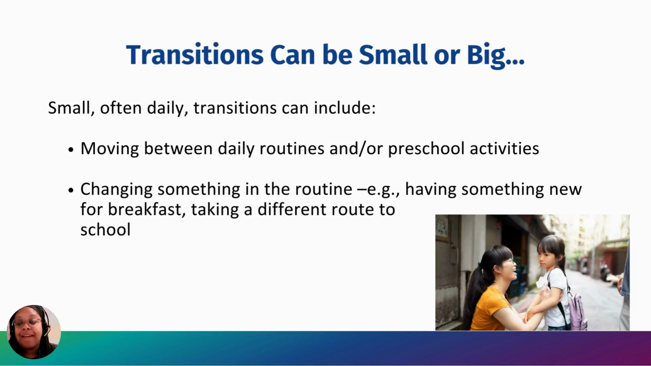Transitions can be both big and small. Small transitions include things like moving between activities. For example, a transition could be moving from playing with toys to watching TV, or routines. Examples of smaller daily transitions are going to bed, having a bath, going to school, moving from play to dinner time. Other small transitions can include community outings or changing something within a usual routine.